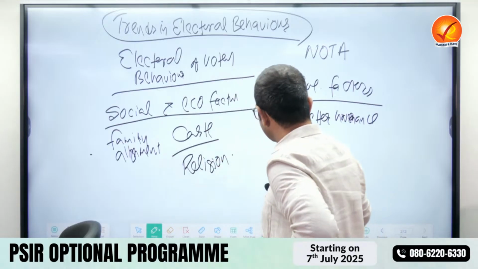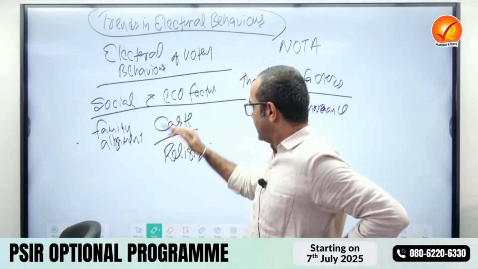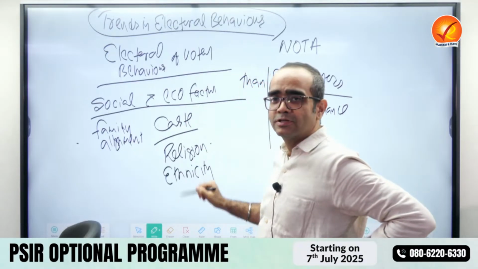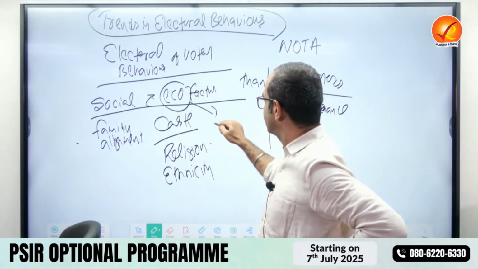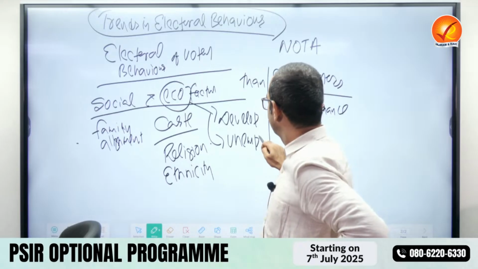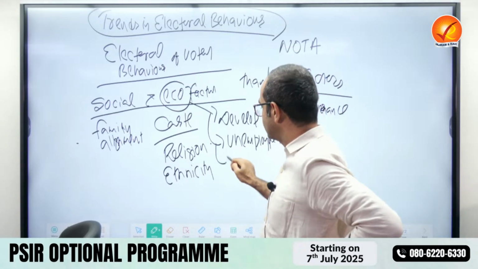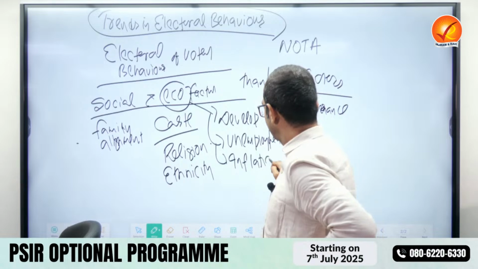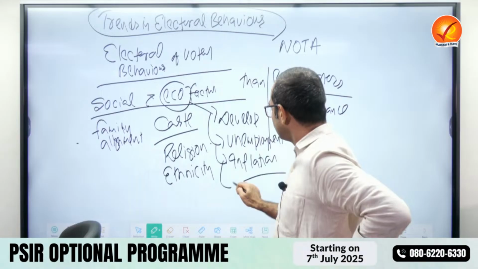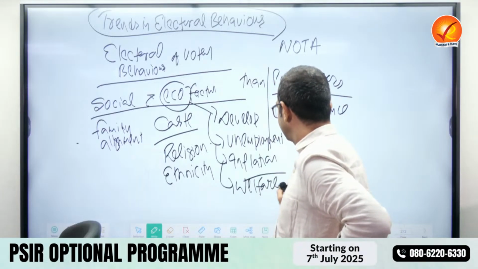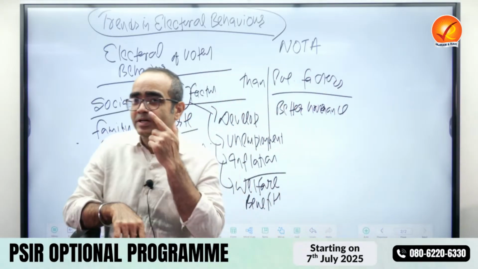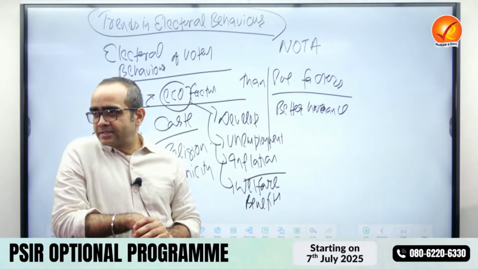Now, if I say social and economic factors, suppose caste, religion, and ethnicity are the social factors, and economic factors are, say, development, unemployment, employment, inflation, for example, welfare benefits.